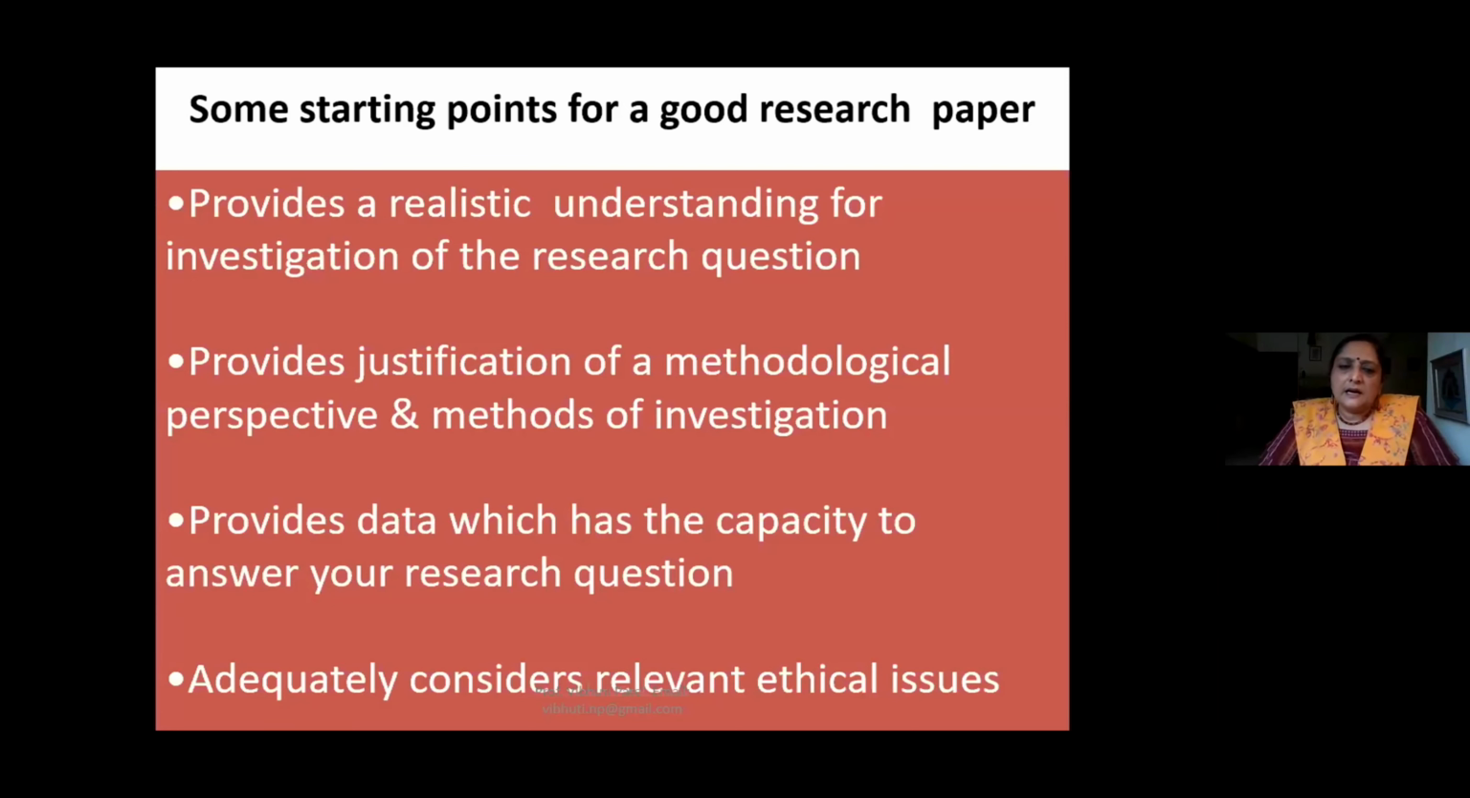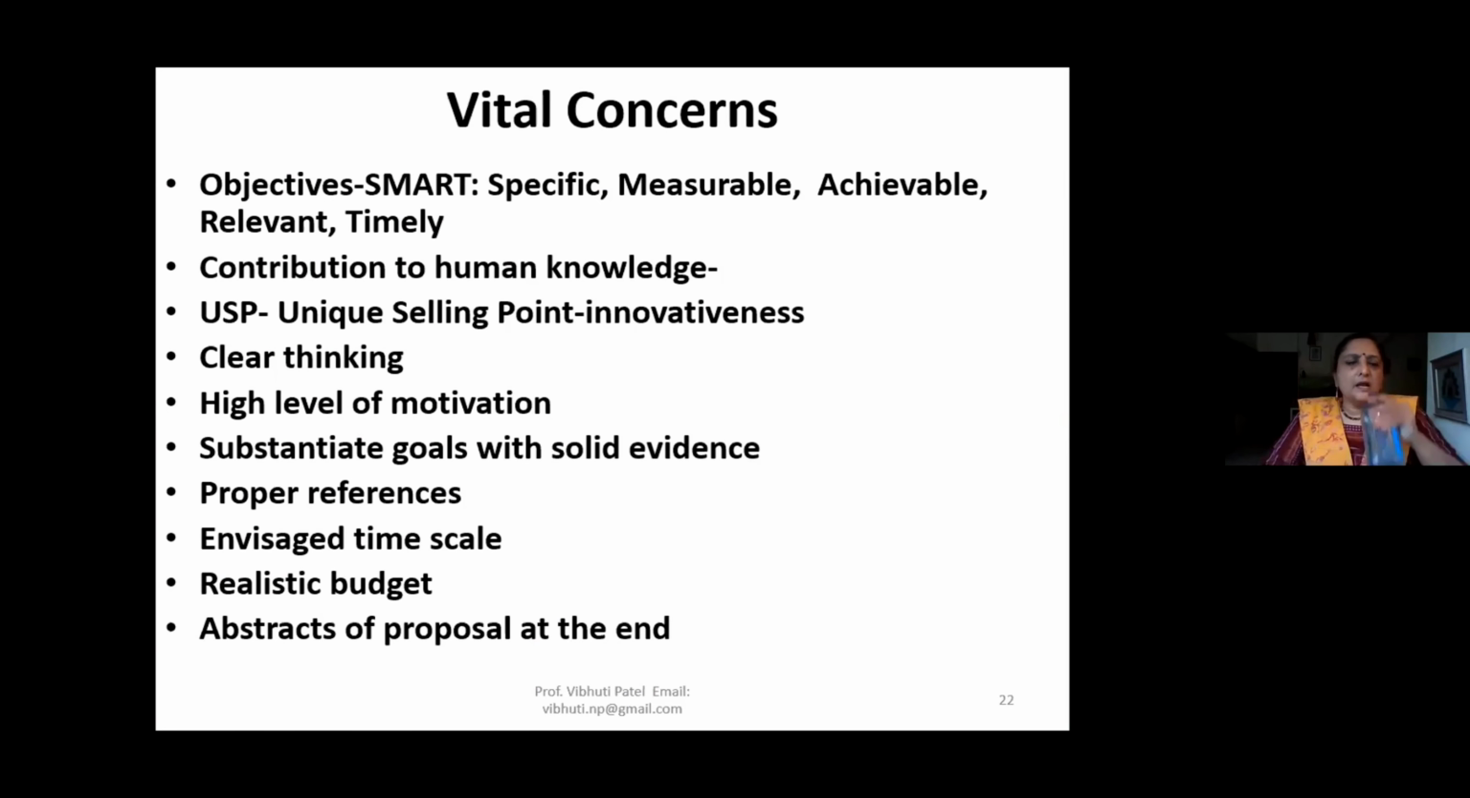You should adequately consider the relevant ethical issues, that you haven't done any harm. It's very important. Ethical standards, where anonymity of the respondent is important, informed consent is important. You can't cheat a person. You have to tell the intention of your research, how the findings of the research will be used, whether your research is going to be in the public domain, and whether it is going to do any direct or indirect harm to the respondent. It's very important.